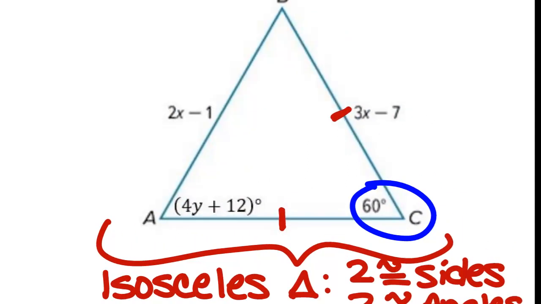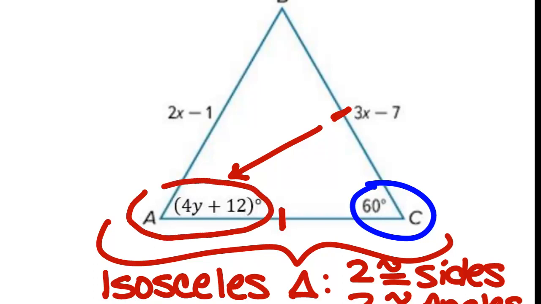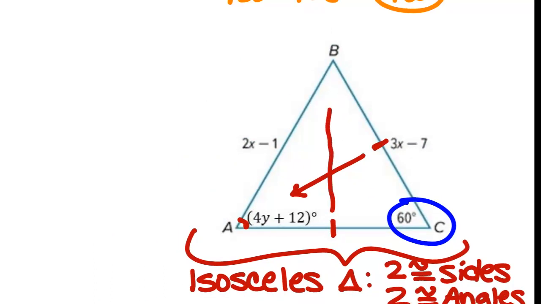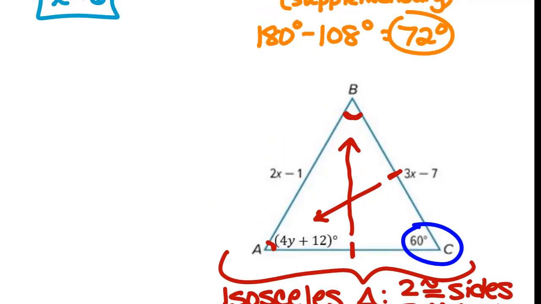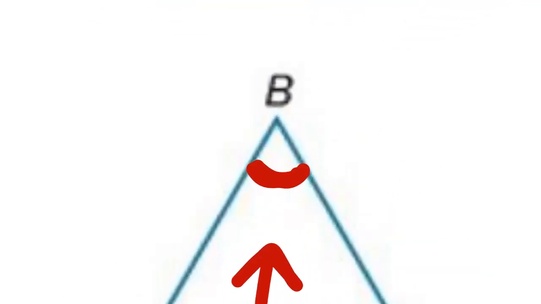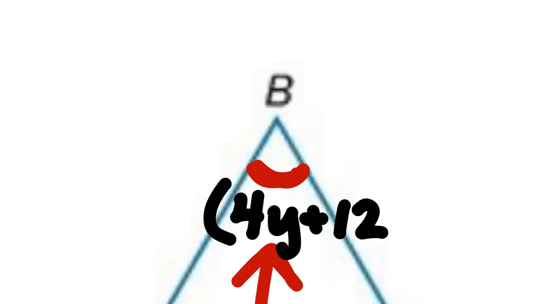The way I find the angles that are congruent to each other is going to be across from the congruent sides. So BC is one of my congruent sides. That means angle A is one of my congruent angles. And AC is the other congruent side. That is across from angle B, so that is my other congruent angle. So since angle A has 4y plus 12, I know that angle B up here is also 4y plus 12.